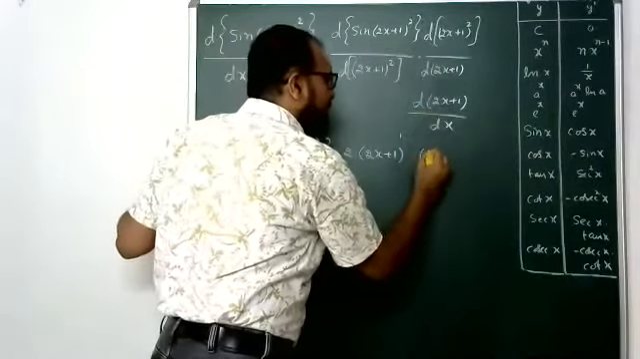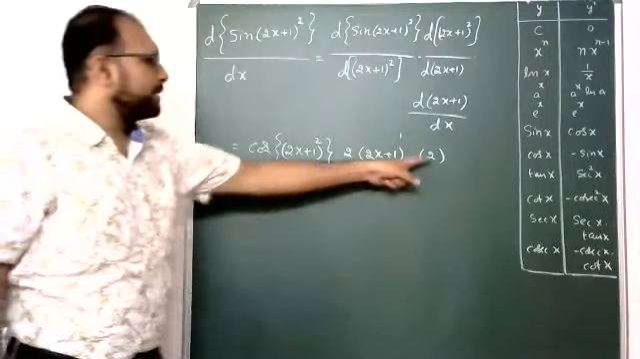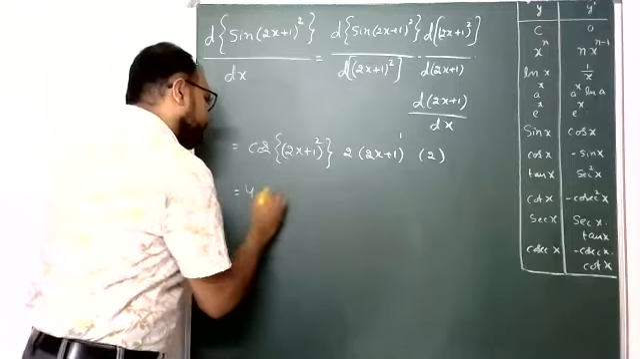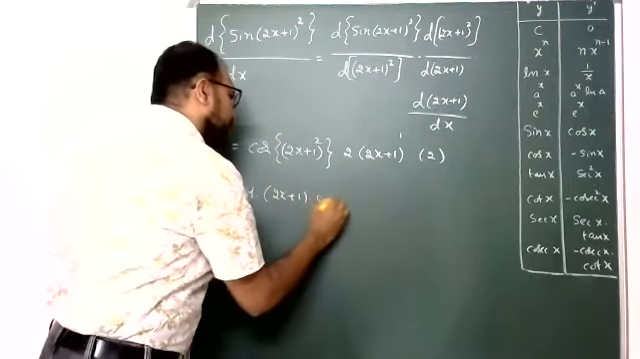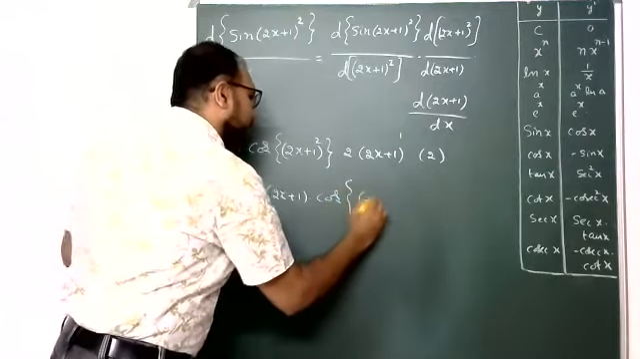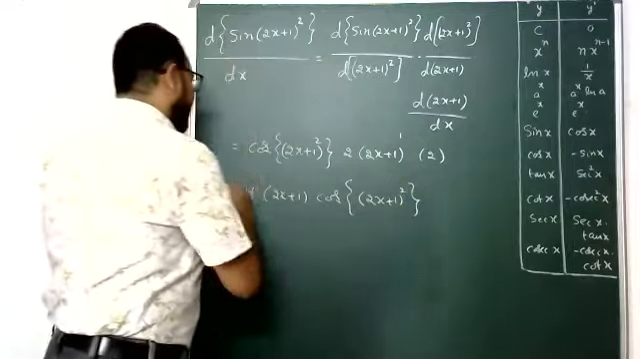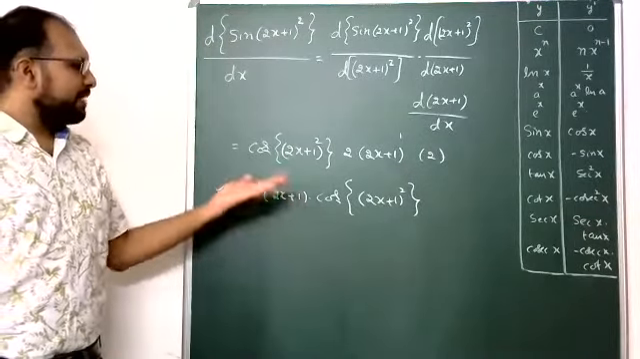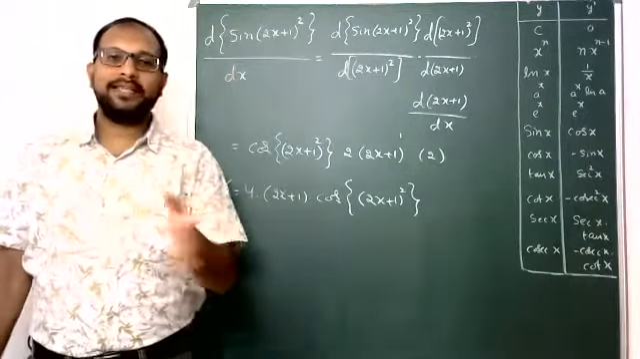2x plus 1, only 2. Then you can write 2 into 2, 4. Yes, 4 into 2x plus 1 into cos of 2x plus 1 whole square is the final answer, the derivative. Students, this is now the final derivative of this function. Only sin x there, cos x, okay.